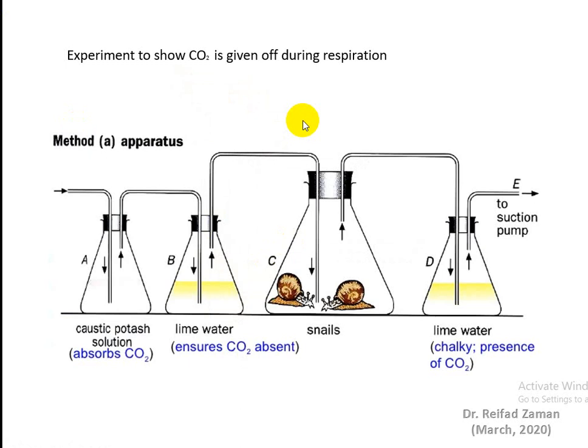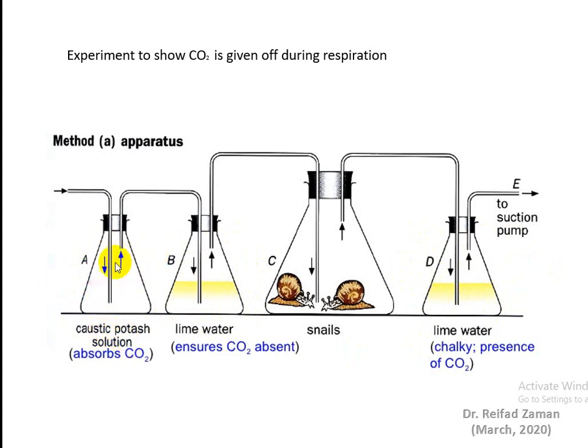Here is another experiment that can be used to demonstrate that animals or living organisms produce carbon dioxide. For this, we are going to use at least 3 conical flasks. In this experiment, they are using 4 conical flasks. In the middle one, they have placed 2 snails. Over here, there is a conical flask containing lime water, and this one also contains lime water. And here is another conical flask containing caustic potash solution.